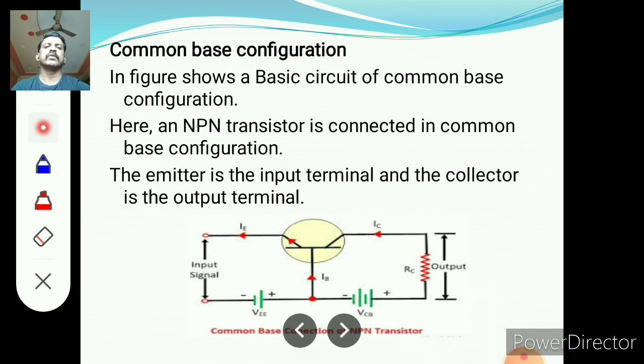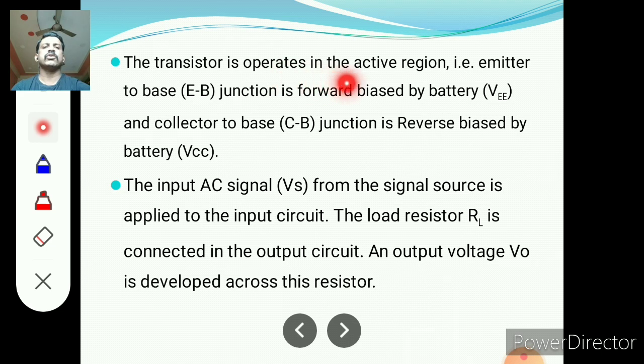Common base configuration. The figure shows a basic circuit of common base configuration. Here an NPN transistor is connected in common base configuration. The emitter is the input terminal and the collector is the output terminal. The transistor operates in the active region, that is the emitter to base junction is forward biased by battery VEE and the collector to base (CB) junction is reverse biased by battery VCC. The input AC signal source is applied to the input circuit. The load resistance RL is connected in the output circuit and output voltage V0 is developed across it.